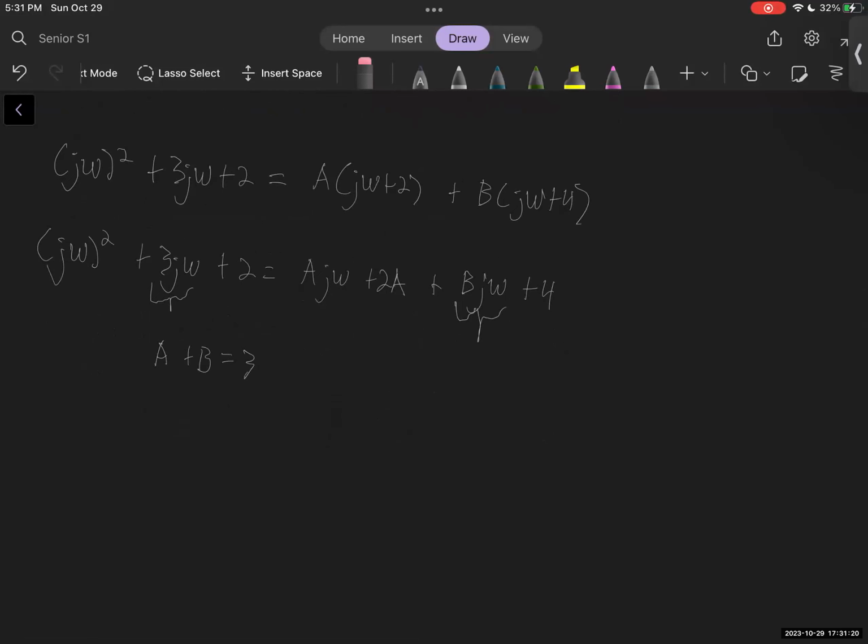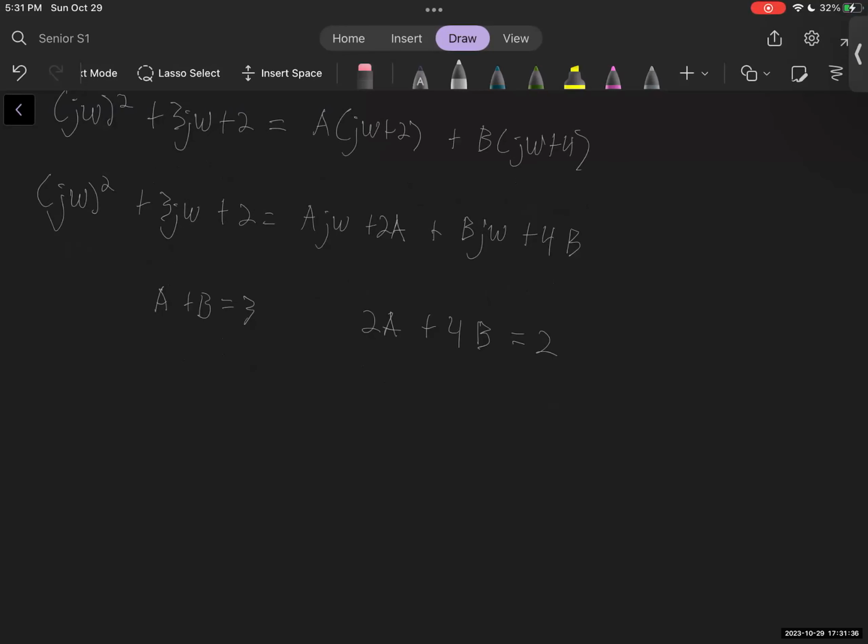Then we need to look at each term that doesn't have a j omega. And that's going to give us 2A plus 4. Oh, sorry, this should have a B on it. 4B is equal to 2. And now we can use this system of equations to solve for our A and our B. So we can subtract B over on this side and get A is equal to 3 minus B, and substitute that in over here. And we're going to get 2 times 3, which is 6, minus 2 times B, so that plus 4B is equal to 2.